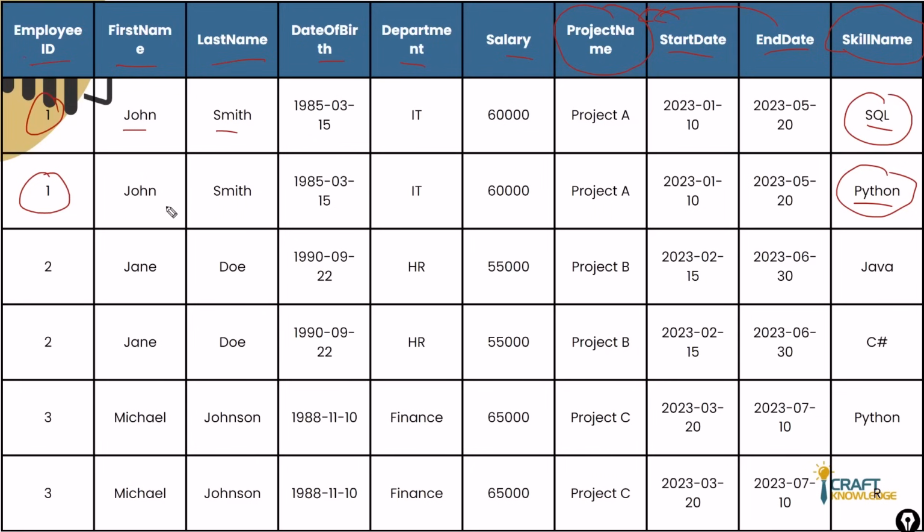Now imagine what if John Smith has maybe 100 or maybe 10 skills. There will be 10 rows with similar data, but the only difference will be the skill name, right? What if later on we need to change something?